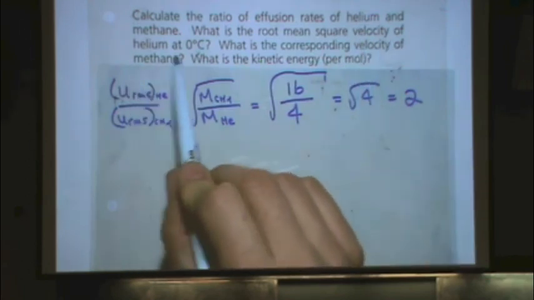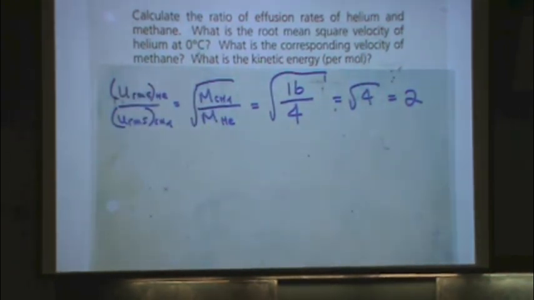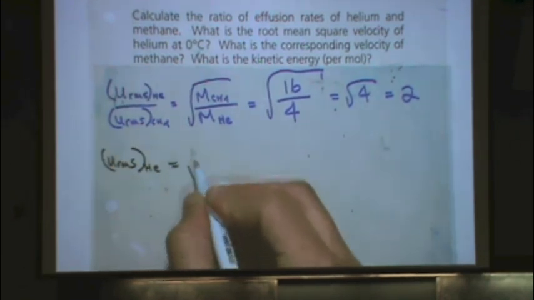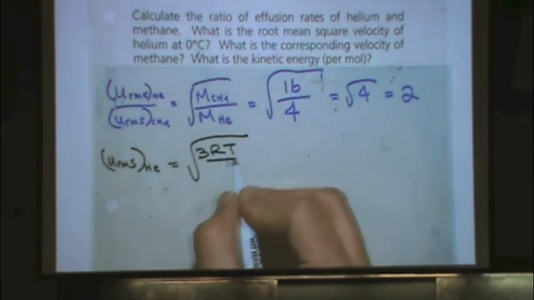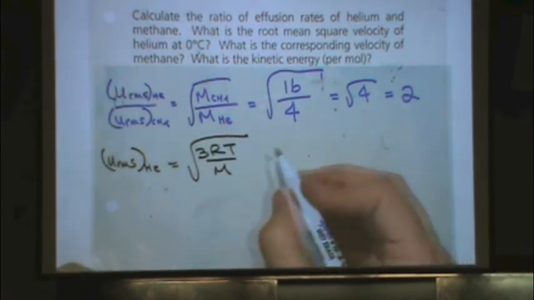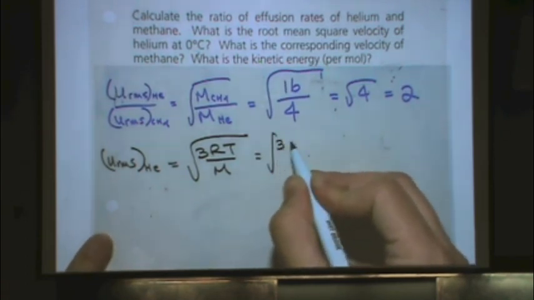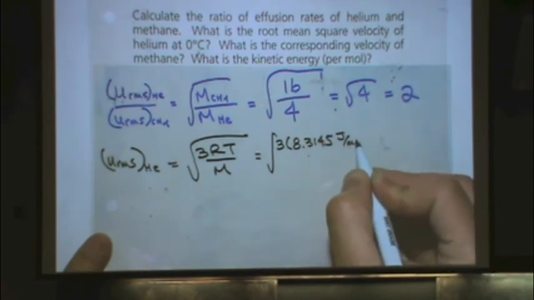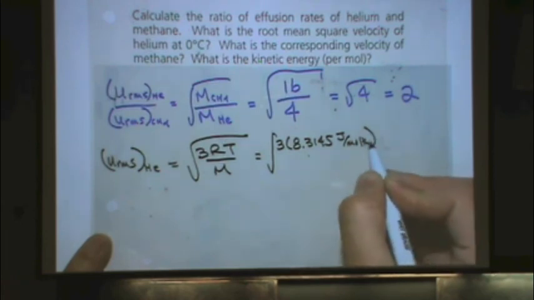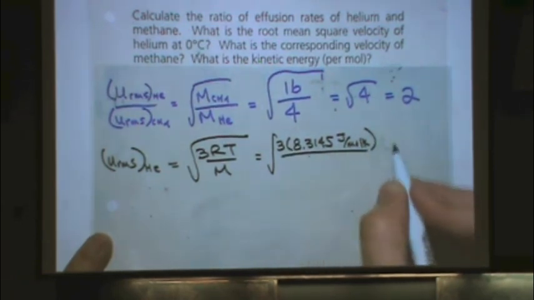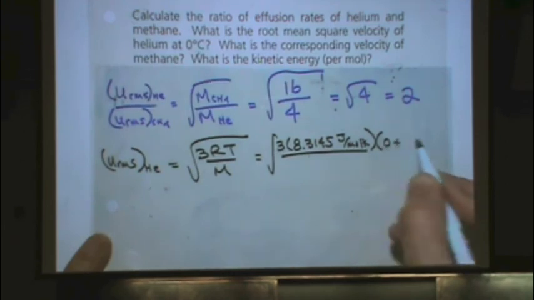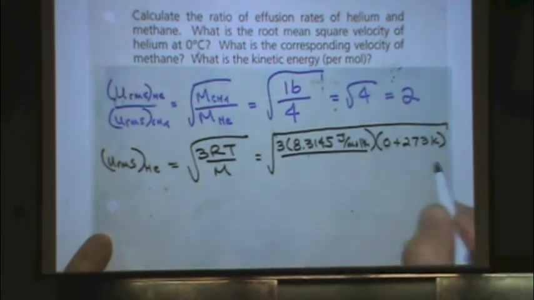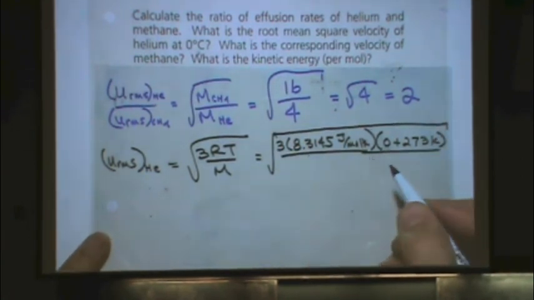What's the root mean square velocity of helium at 0 degrees Celsius? Okay. So, now I'm just talking about one compound. So now I'm going to use this formula. One compound, I just use this formula. That's the square root of 3R. I need this R. Why? Because I want the one with SI units. T, 0, and I need SI units again, so I'm going to change it to Kelvin. And then divide this by M.